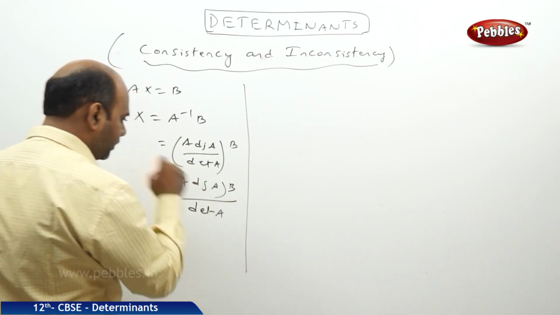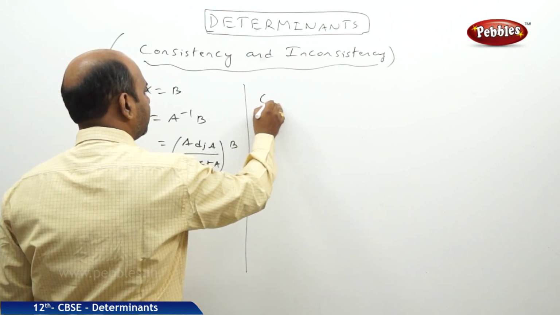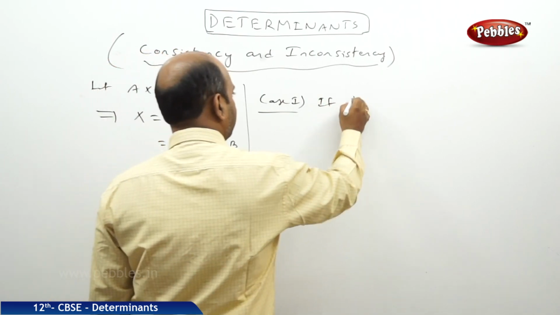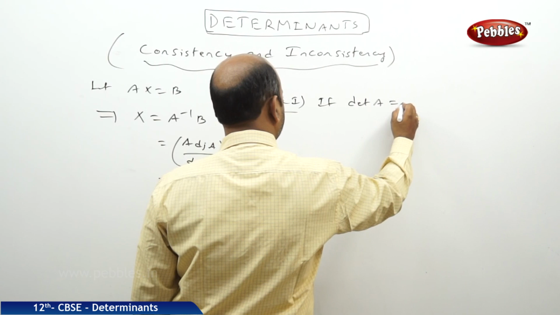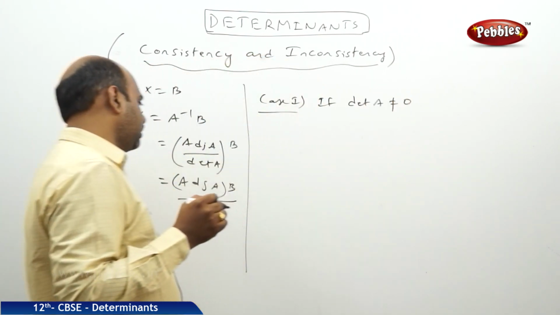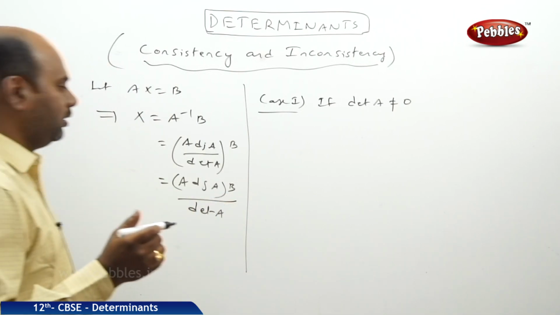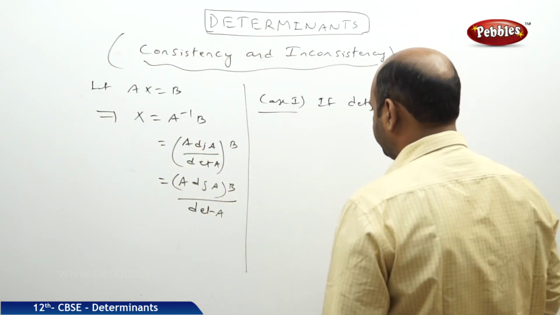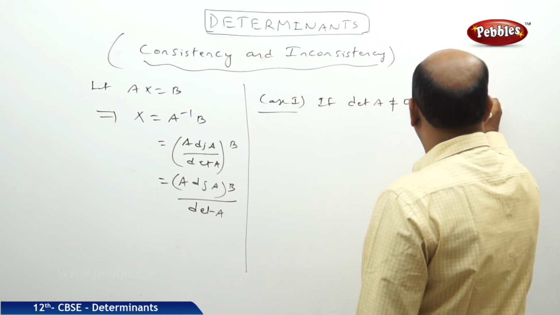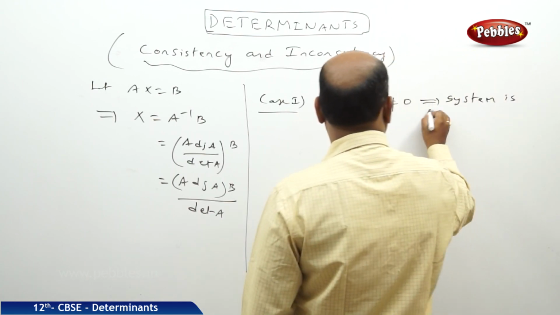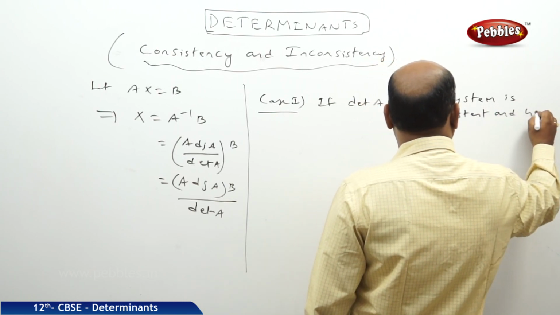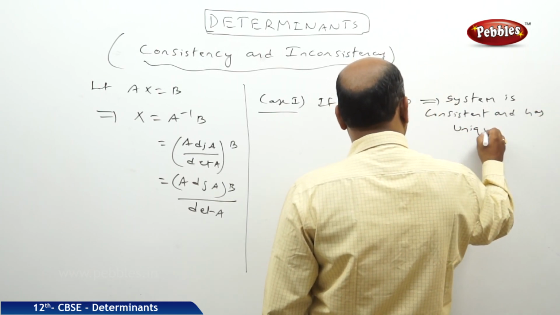So here different cases will be occurring. Case 1: if determinant of A is not equal to 0, what can I tell? The system is consistent and has a unique solution.